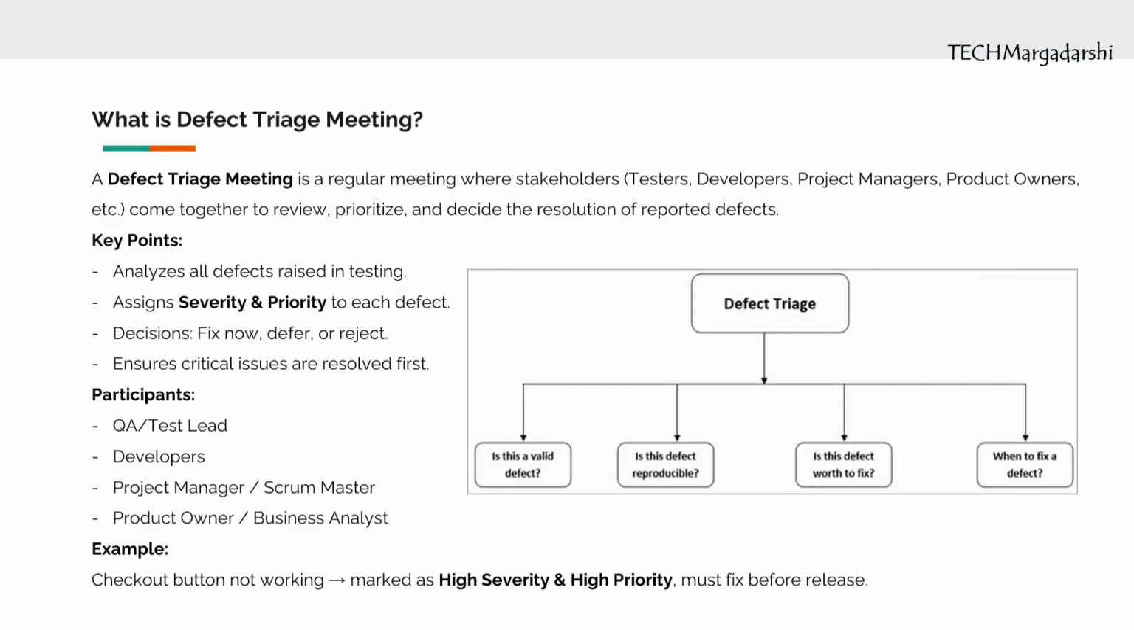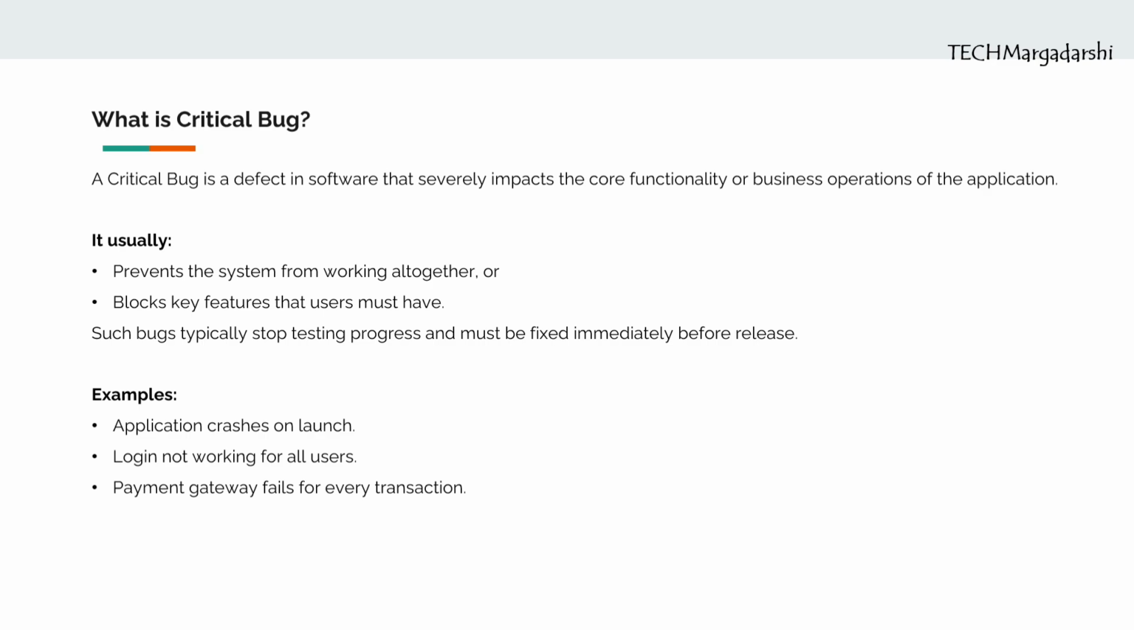Participants include QA leads, developers, project managers, and product owners. Example, if the checkout button isn't working, it's marked as high severity and high priority, meaning it must be fixed before release. Now, move on to the next question.